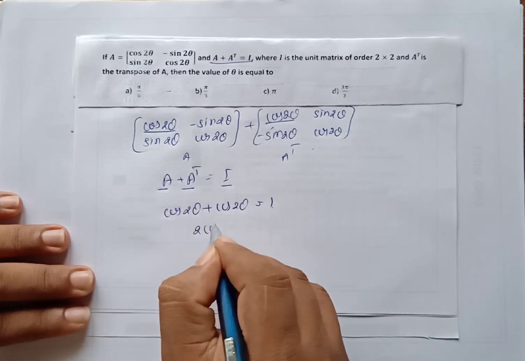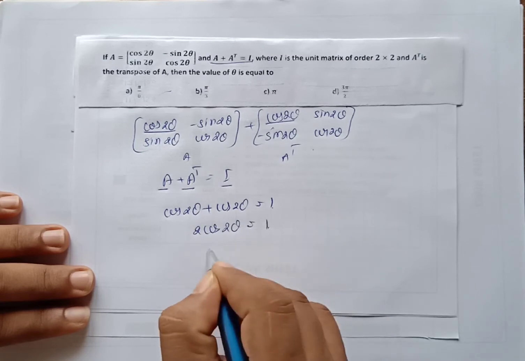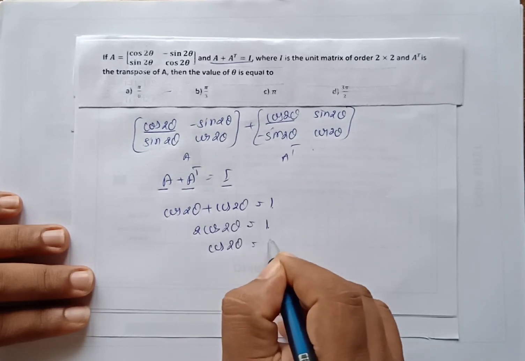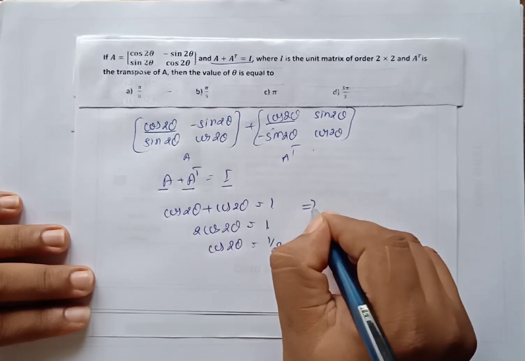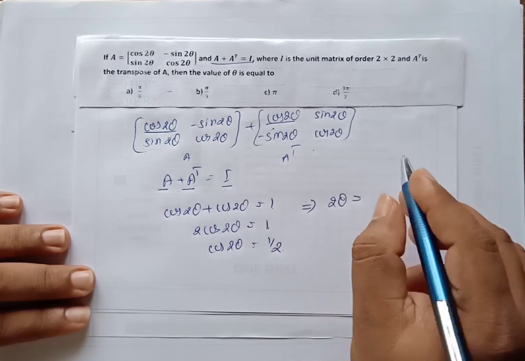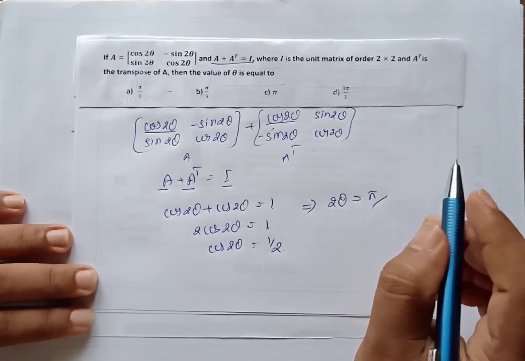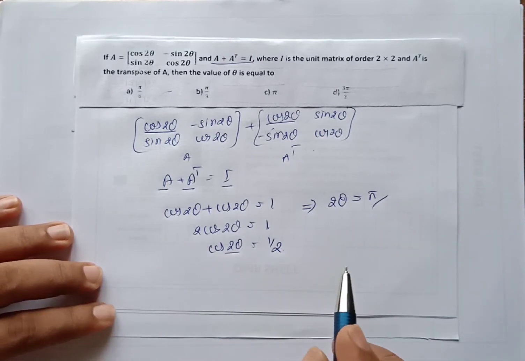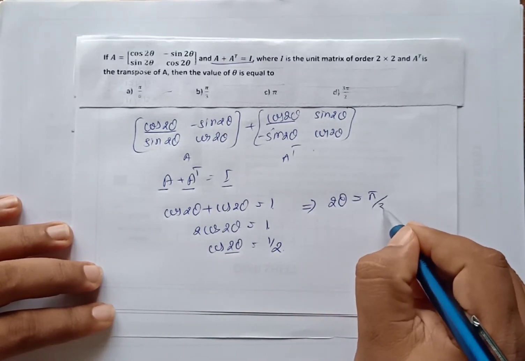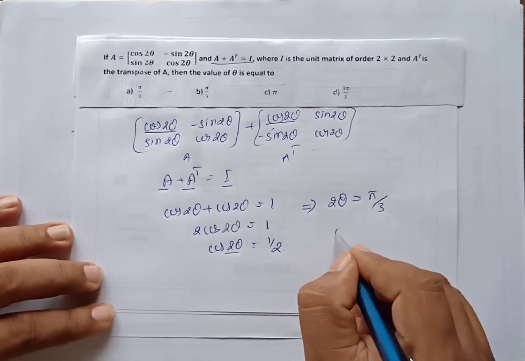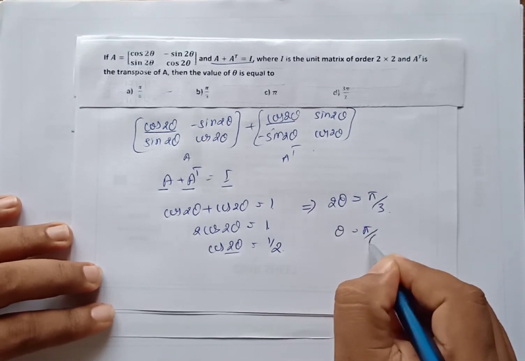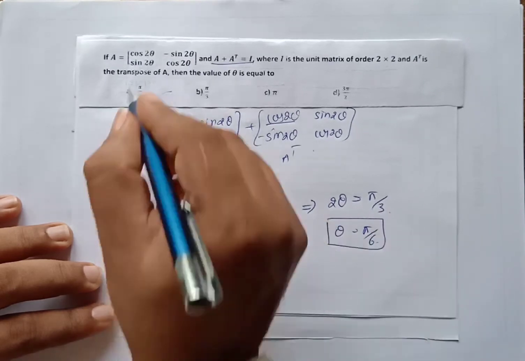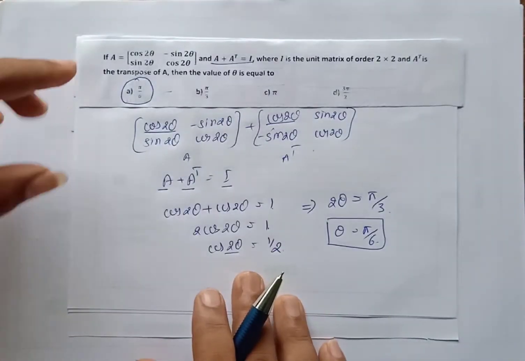So we can write 2 cos 2 theta is 1 and cos 2 theta is 1 by 2, which implies we can write 2 theta is pi by, for what value of theta? Cos theta is 1 by 2 for 60 degree, that is pi by 3, right? So we can write theta equal to pi by 6. So answer is option A. It's an easy question.